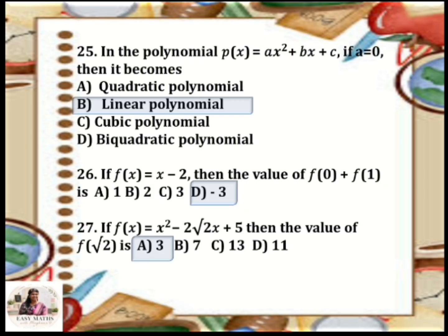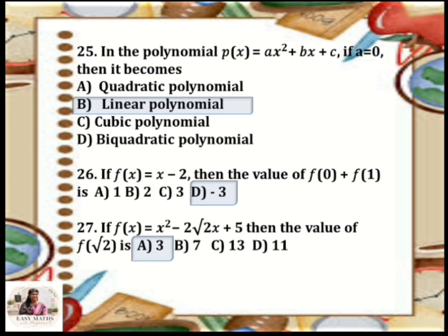Here the expression is given as p of x is equal to ax square plus bx plus c. And it is also said that we have to make a equal to 0. If a is equal to 0, 0 into x square is also 0 only. Then we can write this expression as p of x is equal to bx plus c. This is the general representation of a linear polynomial. So option B is the correct answer here.